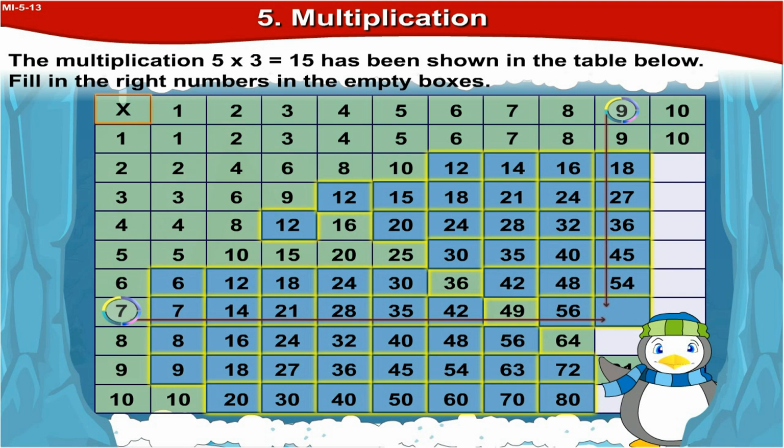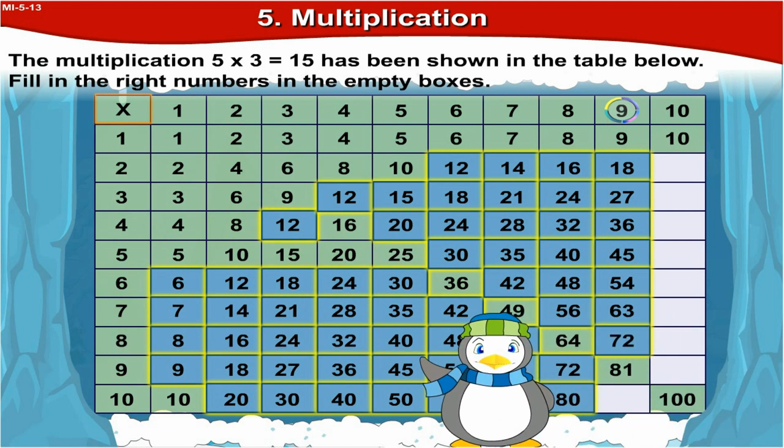9 multiplied by 7 is 63. 9 multiplied by 8 is 72. 9 multiplied by 9 is given as 81. And 9 multiplied by 10 is 90.